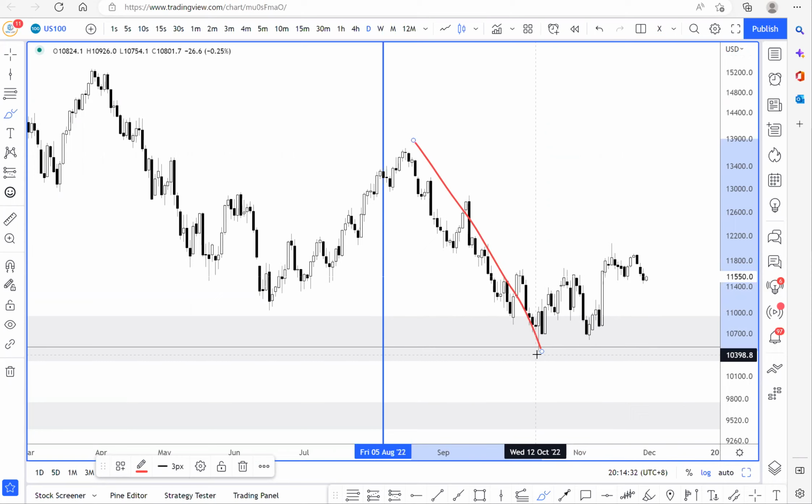We have another question, and giving an outlook on cable. So yes, let's take a look at pound dollar in a moment.